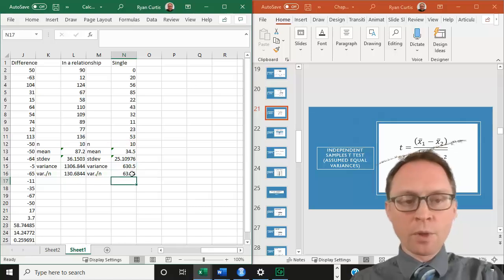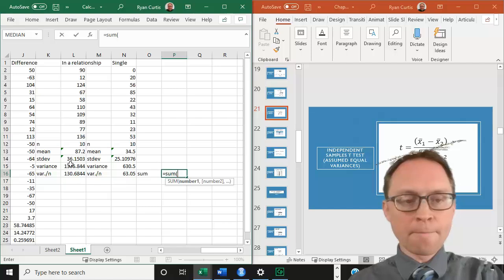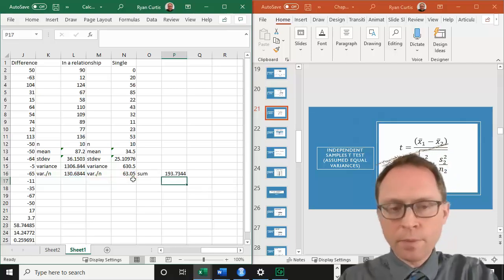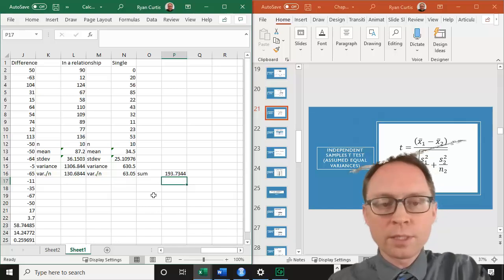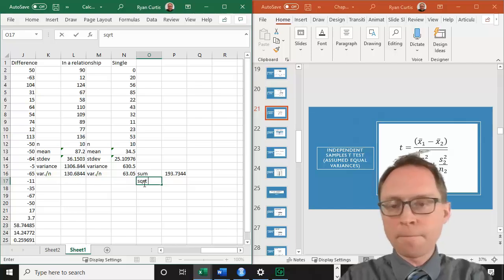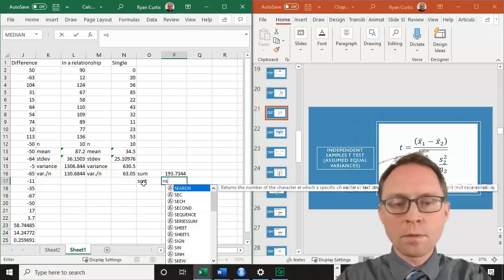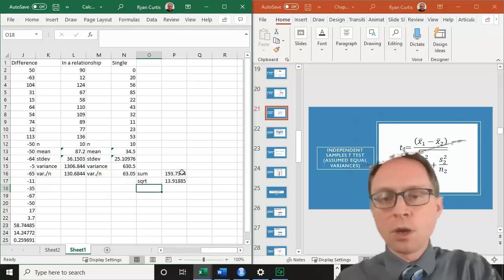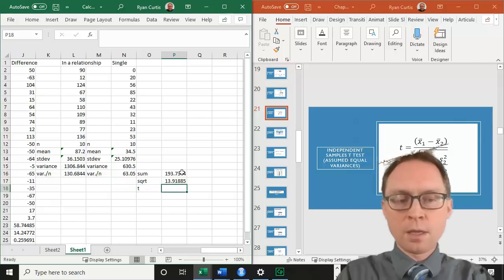And we're going to add those up. The sum of those is going to be the sum of this and that right there. 193.73. Then we need to get the square root of that. Square root of this, 13.91.